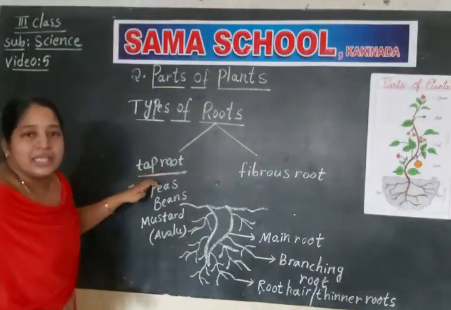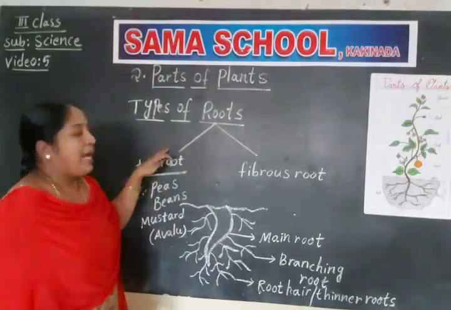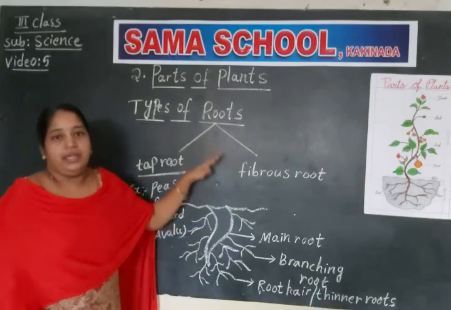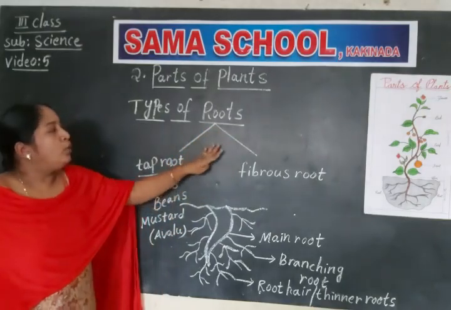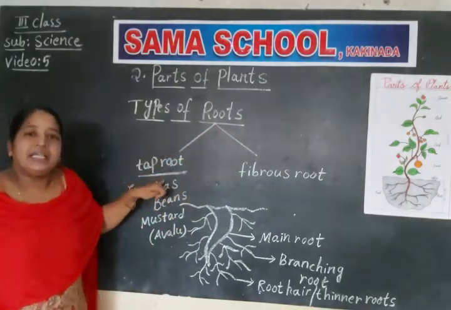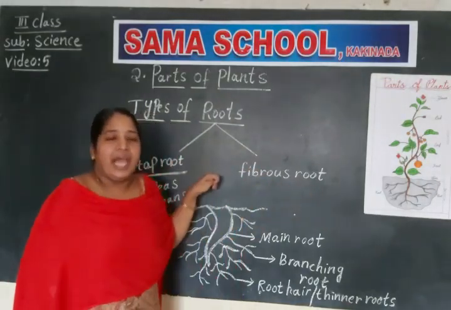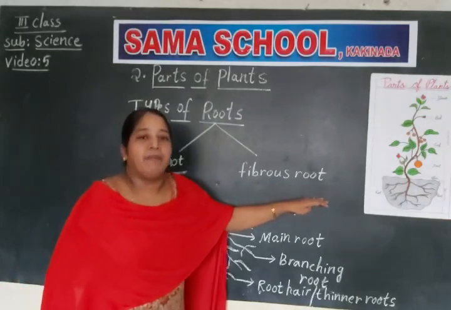So these are the examples of plants having taproot. Clear, children? There are two types of roots. How many types of roots are there, children? Two types of roots. One is taproot and the other one is fibrous root.